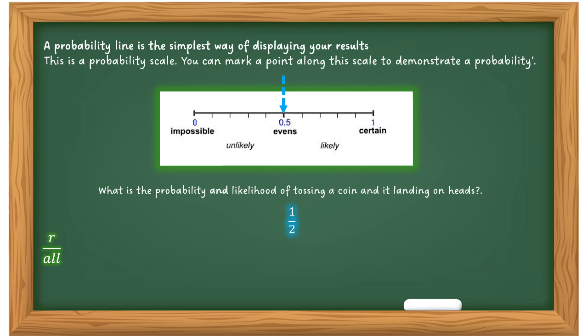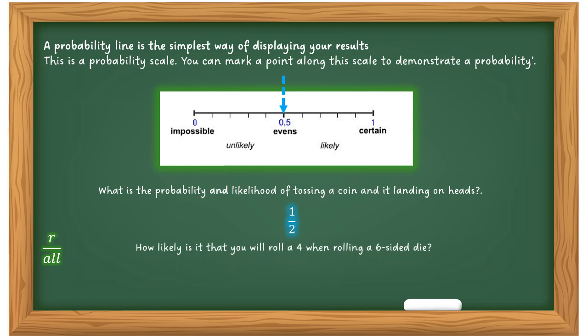Now anything that's impossible to happen will fit right here. Anything that's going to happen will fit there. But there are these areas in between, like unlikely and likely. You have to figure out where your fraction fits within that scale.